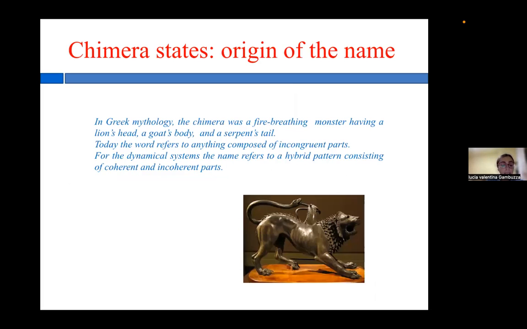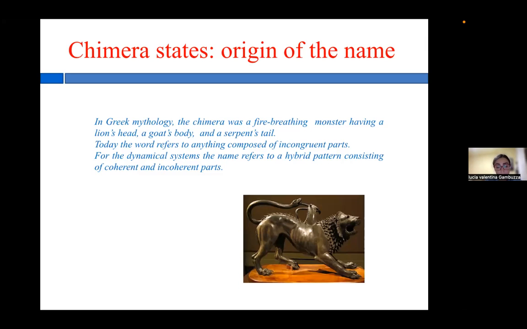And why did Strogatz and Abrams use the term chimera state? In Greek mythology, a chimera is a strange monster made of different parts of different animals. In one case, the chimera has a lion head, a goat body, and a serpent tail.